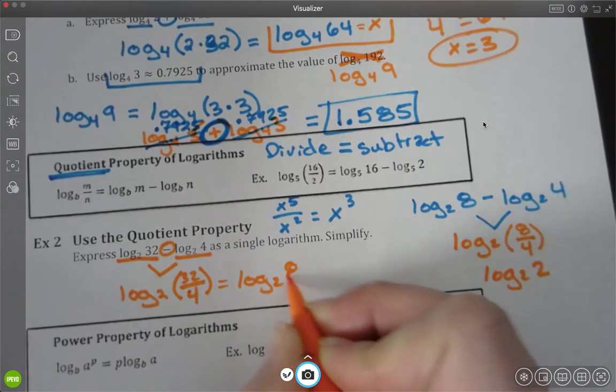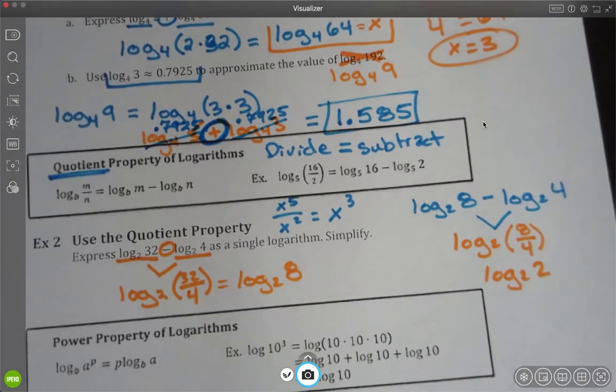Okay, that makes more sense than the stupid one where you had to split it backwards. Okay, now hold on, we're not done yet.